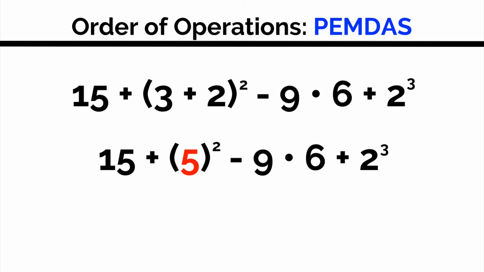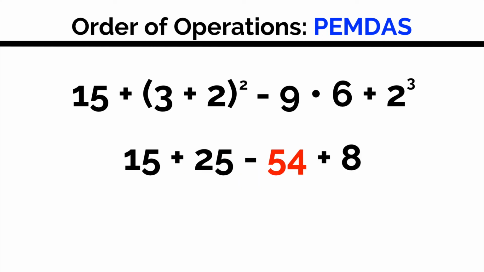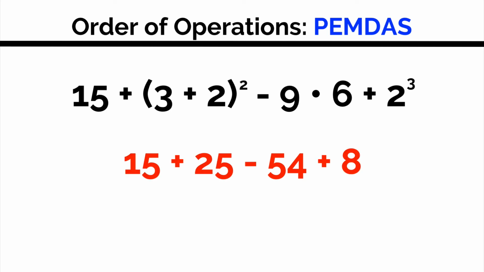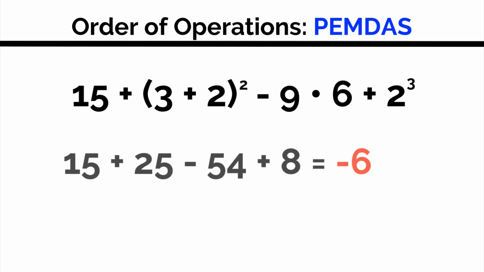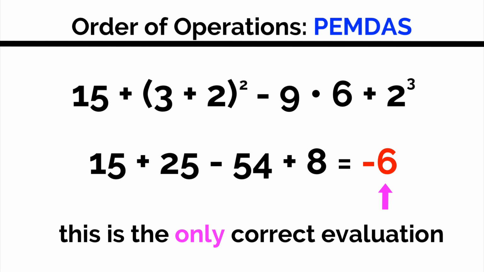First, we do the parenthetical term. 3 plus 2 is 5. Then we do any exponents. 5 squared is 25, and 2 cubed is 8. Now we have to do the multiplication before we do the addition. So 9 times 6 is 54. Now we can just add and subtract across. 15 plus 25 minus 54 plus 8 equals negative 6. This is the only correct evaluation of this expression when we follow the order of operations.